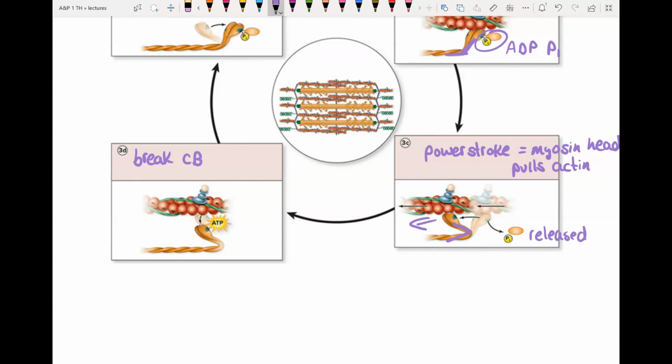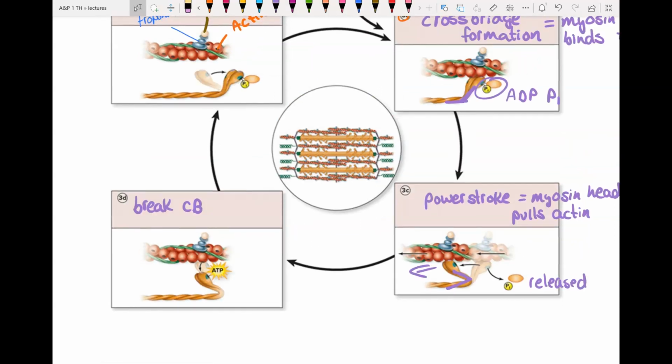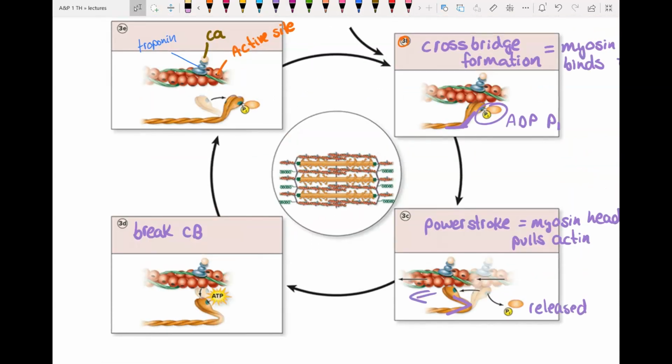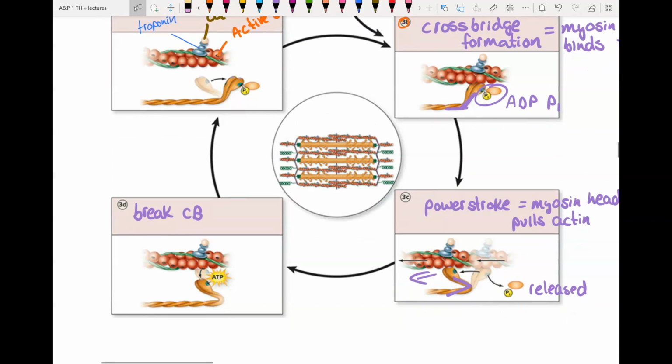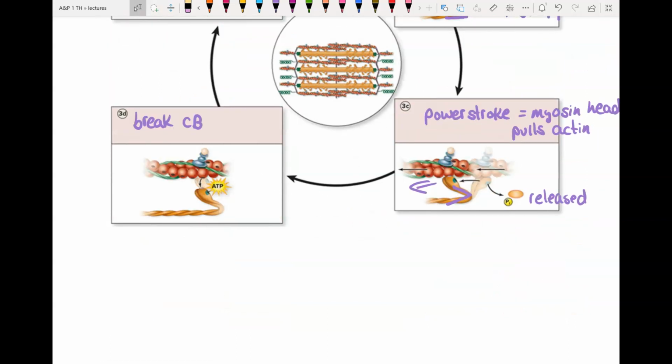Now, this one is breaking the cross bridge. While it's doing this, another one is back here in step A, forming a cross bridge. You have multiple myosin heads. So while one's breaking a cross bridge, another is forming a cross bridge. Okay, and in order to break the cross bridge, you have to have a new ATP bind. If you don't have a new ATP come in and bind, you get stuck with that cross bridge.